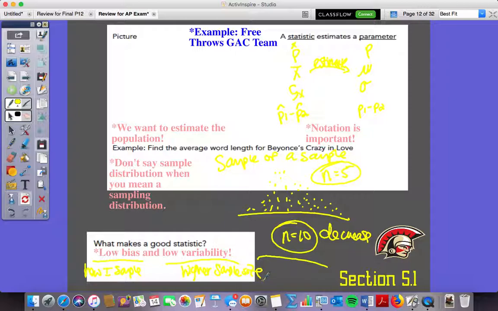Questions on that? A sampling distribution is every possible sample of whatever the size is in the population. Is that realistic? No, it is not. So a lot of times when we're simulating, we don't do every possible sample, but we use it as an estimation there.